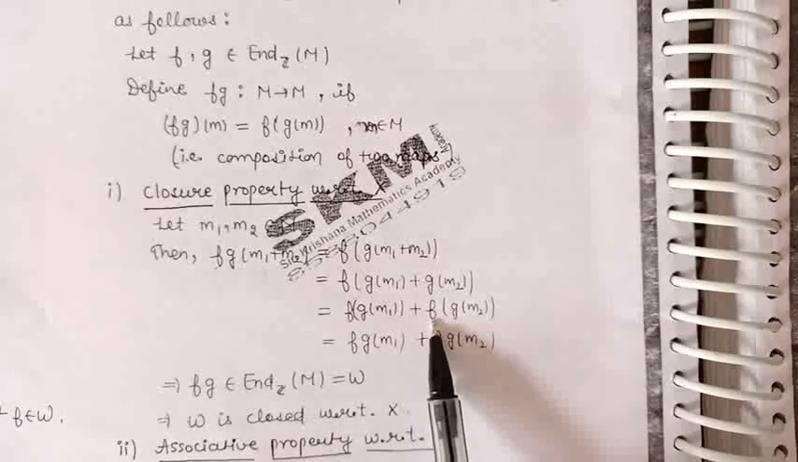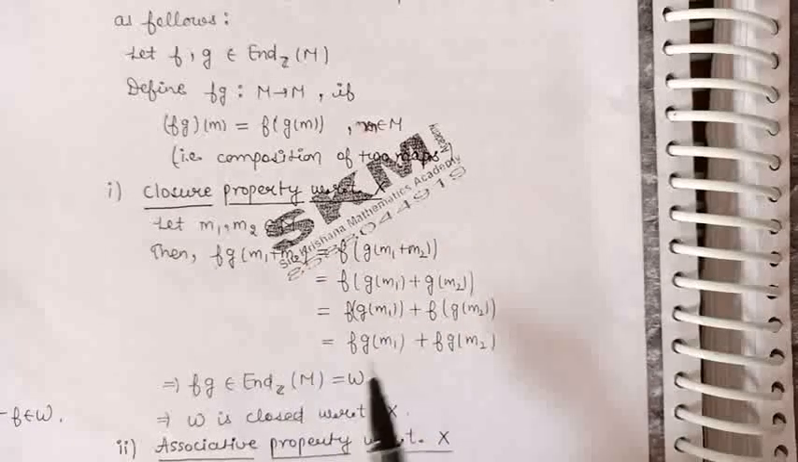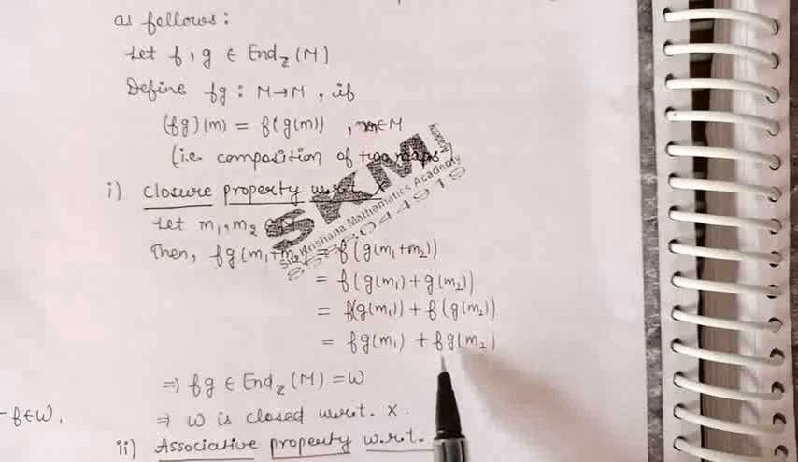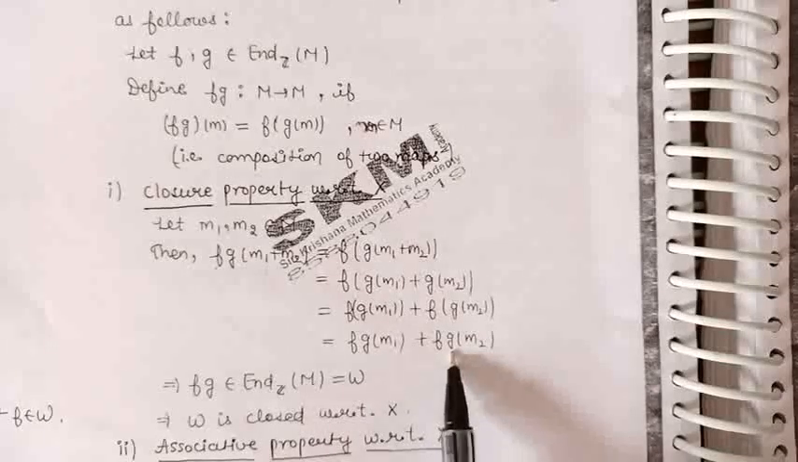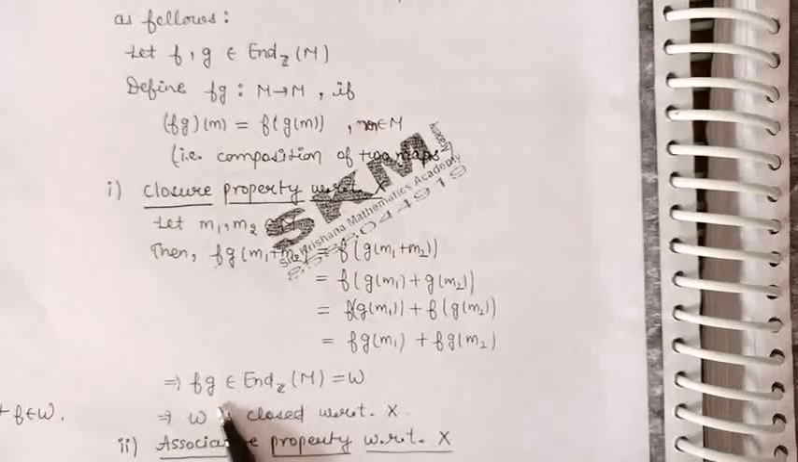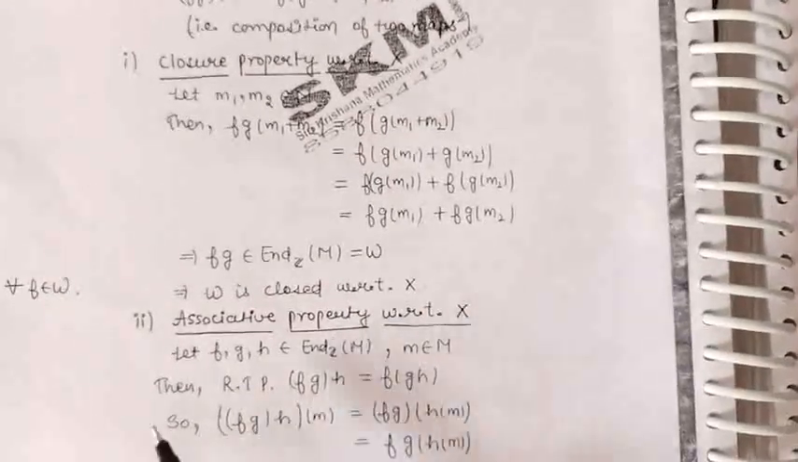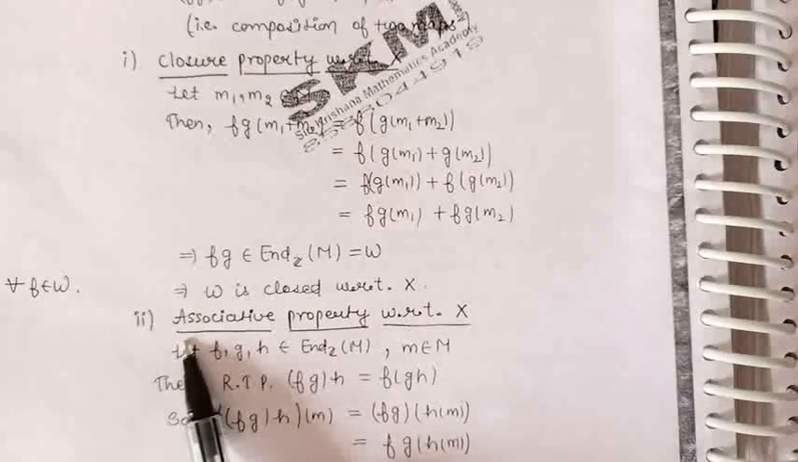So we have proved image of M1 plus M2 under the mapping FG is equal to image of M1 plus image of M2 under the mapping FG. This proves that the mapping FG belongs to W. Now next we prove associative property with respect to multiplication.